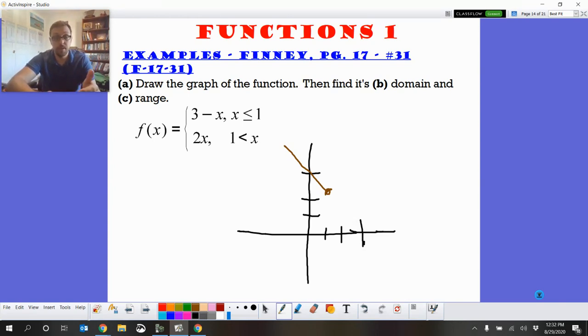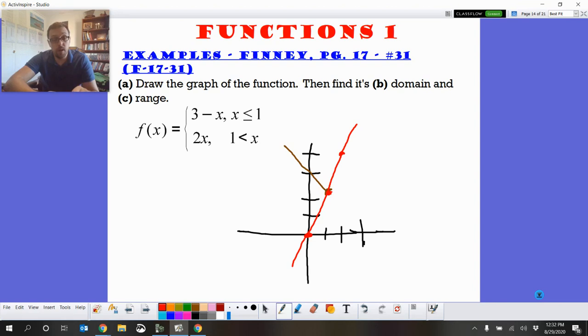So that's the first part. Now I want to do the second part. For the second part, I want to do 2x. So it's going to have a start at the origin, and has a slope of 2. So it's going to go up 2 over 1. So it's going to go here as well. And then up 2 more, and over 1 more. So it's got a line like that.